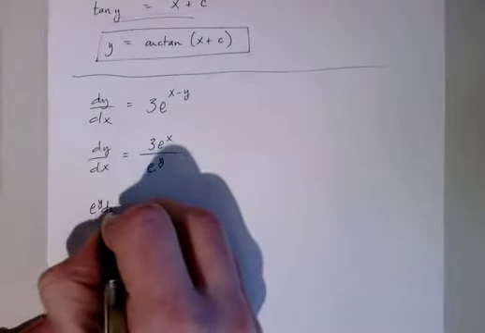Let's go ahead and integrate both sides. We're going to get e to the y is equal to 3e to the x plus c, or y is equal to the natural log of 3e to the x plus c. And that would be the general solution of that differential equation.